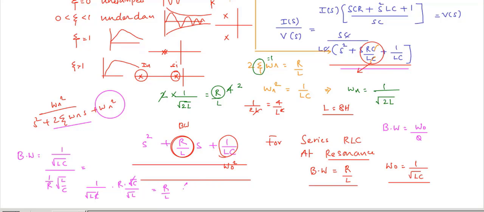So kindly remember this. If the question gives you the resistance and L value, what is the bandwidth? It is R by L. Let's see the next question.